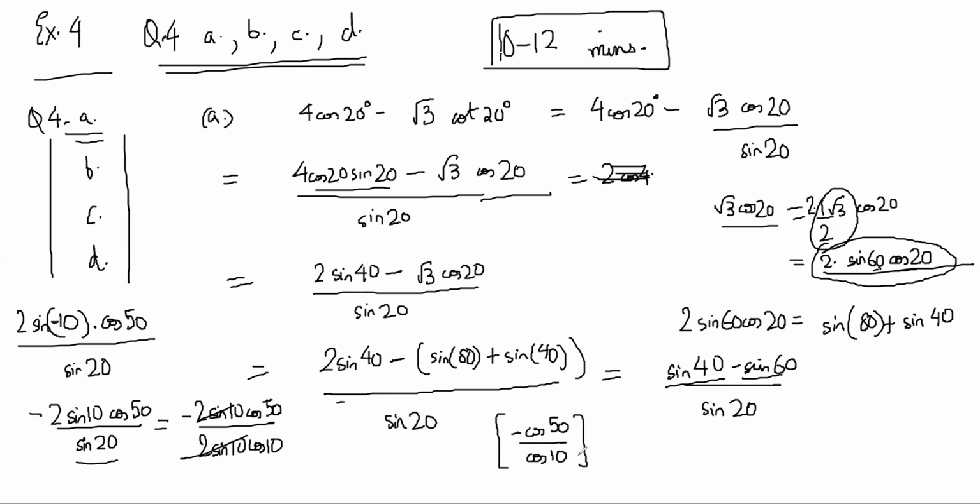Cos 50 minus cos 10. So this is still not solved. So let's think of what we can do. What else can we do? Think of something else.